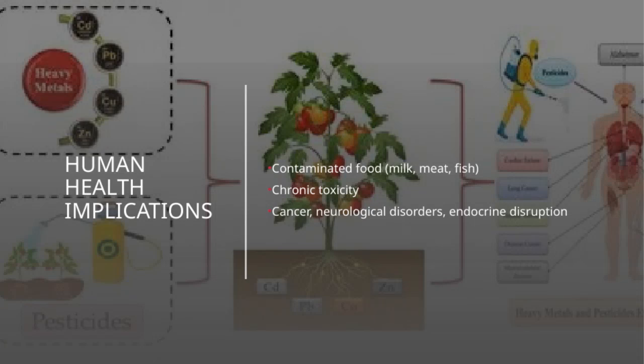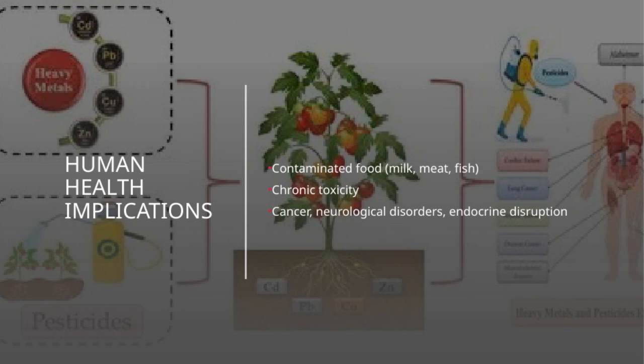Contaminated food, such as milk, meat, and fish, can pose serious health risks. When these foods are contaminated, they may contain harmful substances that can lead to chronic toxicity over time. This means that even small amounts, if consumed regularly, can accumulate and cause long-term health issues.